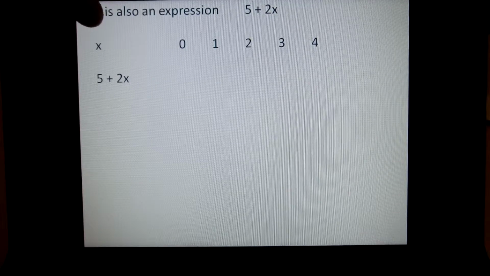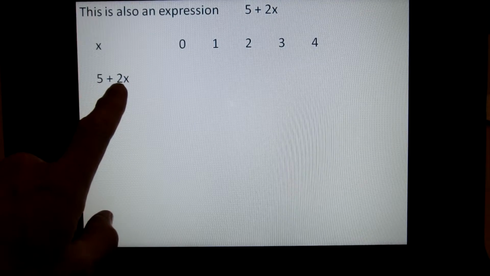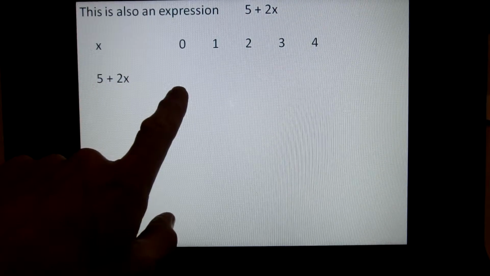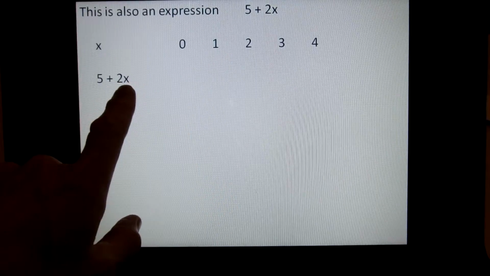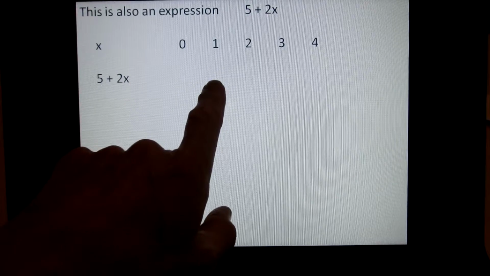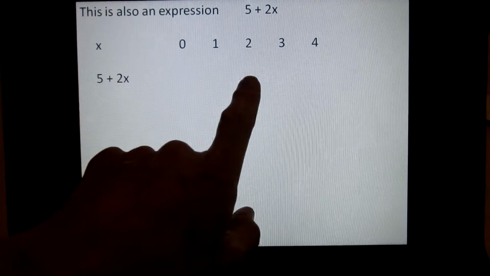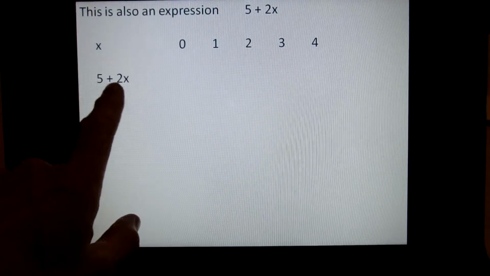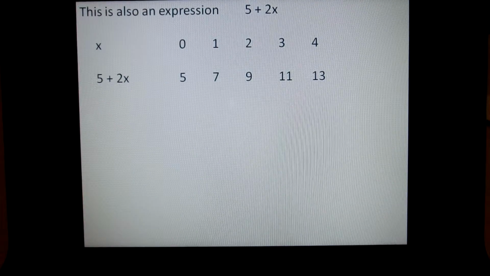So when x is worth nothing, we have 5, and we do this first. Two lots of nothing is nothing. 5 add nothing is 5. That will be 5. When x is 1, two lots of 1 is 2. 5 plus 2 is 7. When x is 2, two lots of 2 is 4. 5 add 4 is 9. When x is 3, two lots of 3 is 6. 5 add 6 is 11, and so on. So what we're getting is that pattern of numbers there.